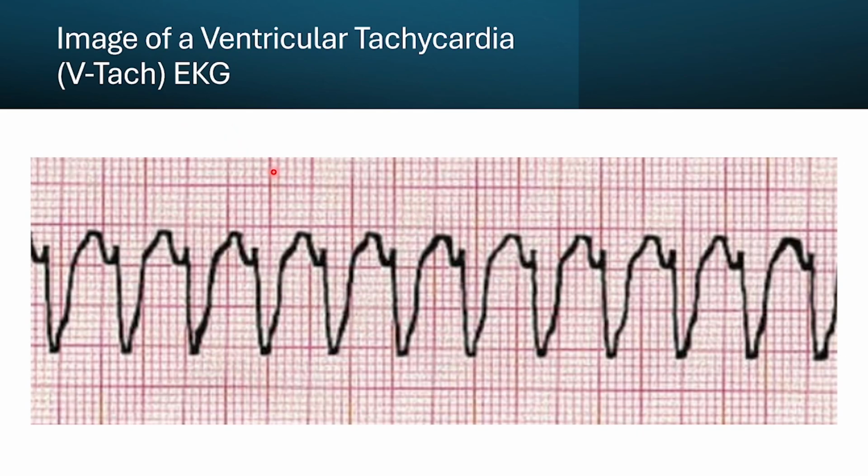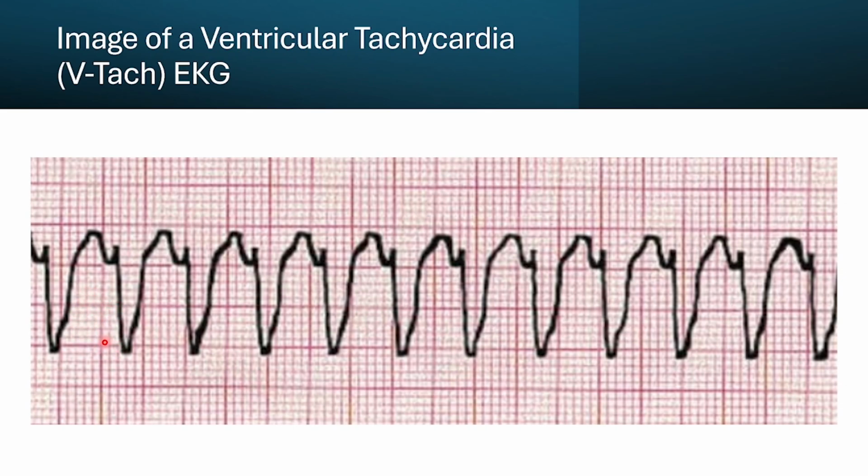Here's an image of V-tach, and we're going to assume that this is without a pulse, although we always want to do a pulse check here. We can see we have these really wide QRS complexes. If we use our box method, where each box is 0.2 seconds, and we want our QRS complex to be less than 0.12 seconds, we have this QRS complex alone that's going to be about 0.28 seconds, which is more than double what we should be looking for.